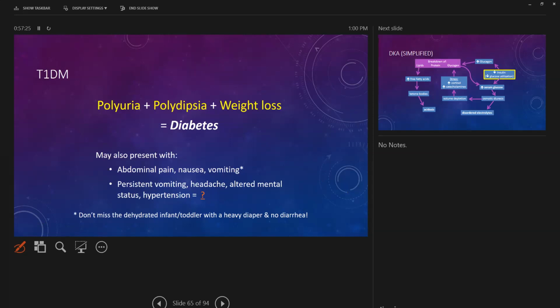Type 1 diabetes is this trifecta of polyuria, polydipsia, and weight loss. That's diabetes type 1, also diabetes type 2, really. It may also present with abdominal pain, nausea, vomiting, pancreatitis, persistent vomiting, headache. If they have persistent headache, vomiting, altered mental status, and hypertension, they're definitely in DKA. You don't want to miss that dehydrated infant or toddler with the heavy diaper and no diarrhea. That is a sign of DKA.